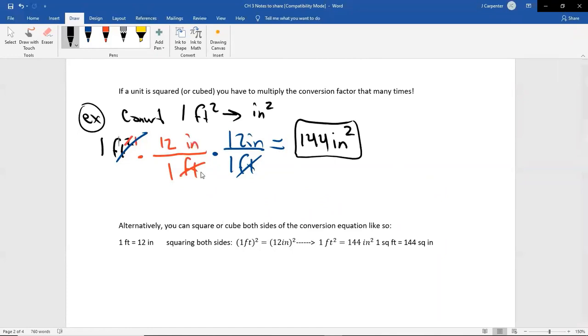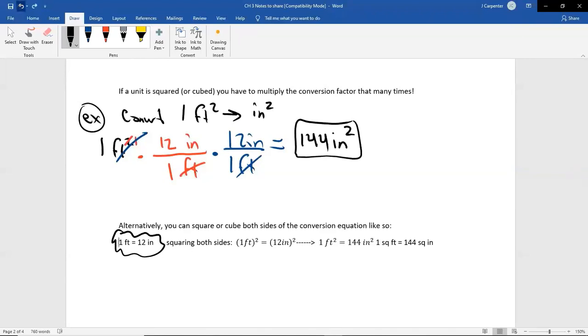both sides. So this is the original conversion factor, but not written as a fraction. 1 foot is 12 inches. So you square both sides, which is a rule of algebra. Whatever you do to one side, you can do as long as you do to the other. But notice how I have to wrap them in parentheses because you're not just squaring the number, you're squaring the units.